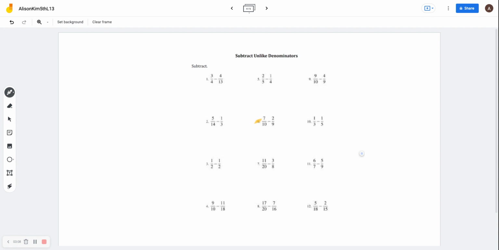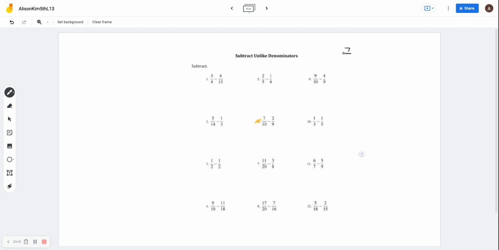Now let's do subtracting unlike denominators. So what this means is that denominators are not the same, so we're going to have to find the LCM. Number 6 gives us 7/10 minus 2/9. So the easiest way for this one would be multiplying 7/10 by 9 and 2/9 by 10. But you need to know that this does not always work. It's not always the case for unlike denominators, because there are easier ways than just multiplying by the denominators.